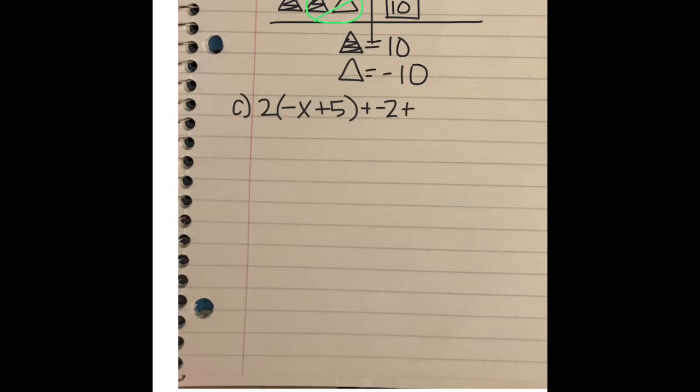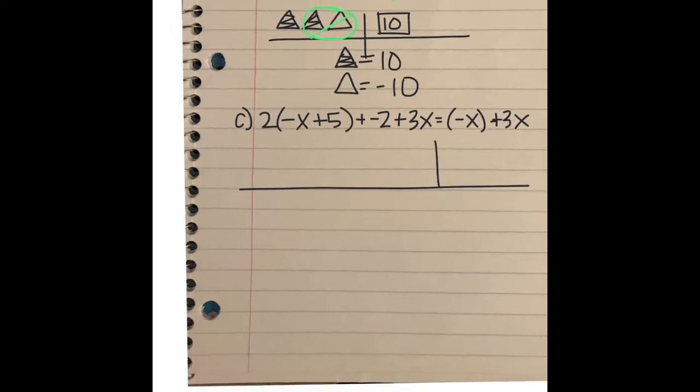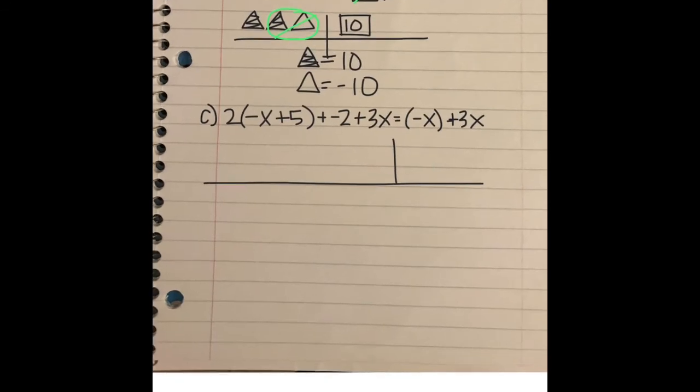plus 3x equals negative x plus 3x. So this is a long one. I hope I have enough space here. Zoom out a little bit.